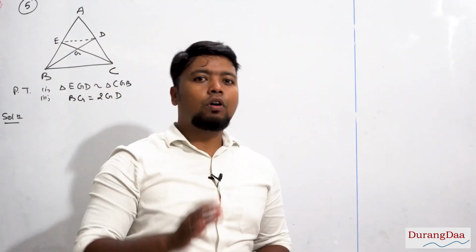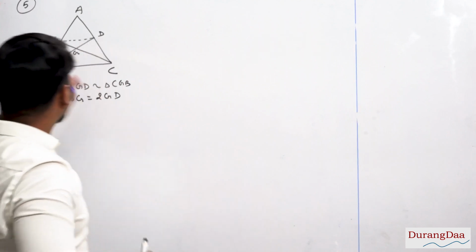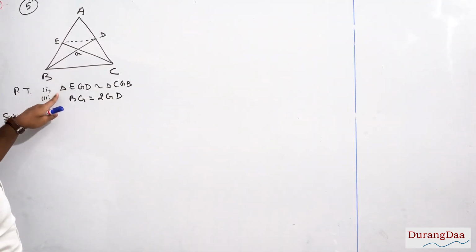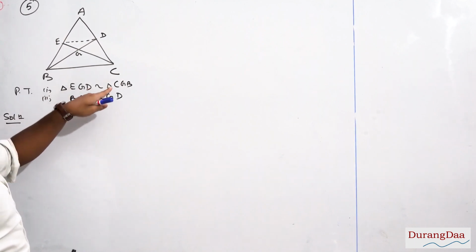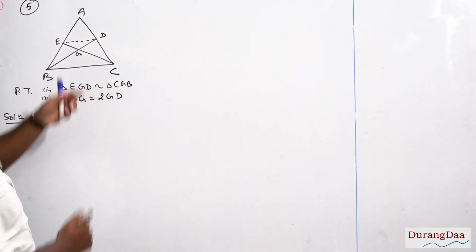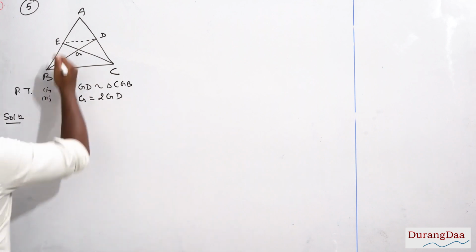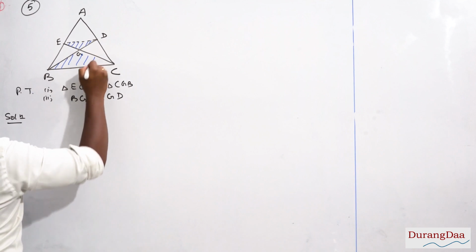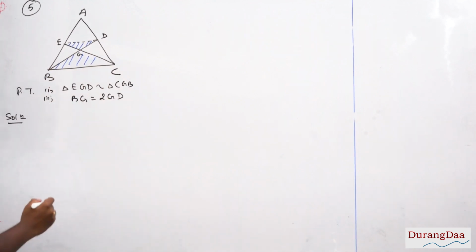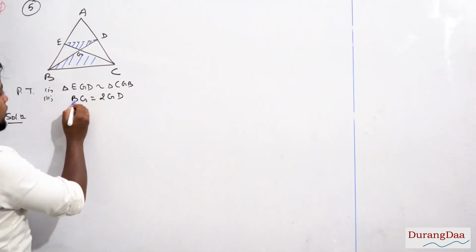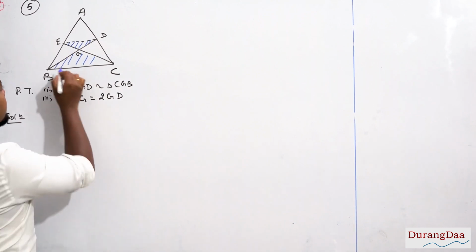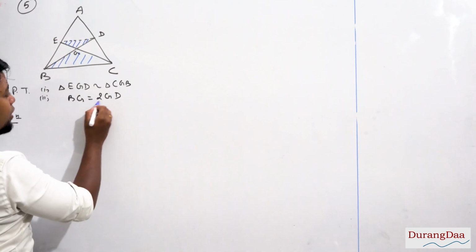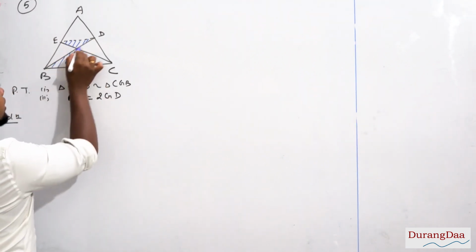Now let's move on to our fifth question. All right. So a triangle has been provided, and firstly we have to prove triangle EGD is similar to triangle CGB. That means we have to prove this triangle similar to triangle CGB. And secondly we have to calculate and show that the value of BG, that means this length BG, is actually 2 times of GD.